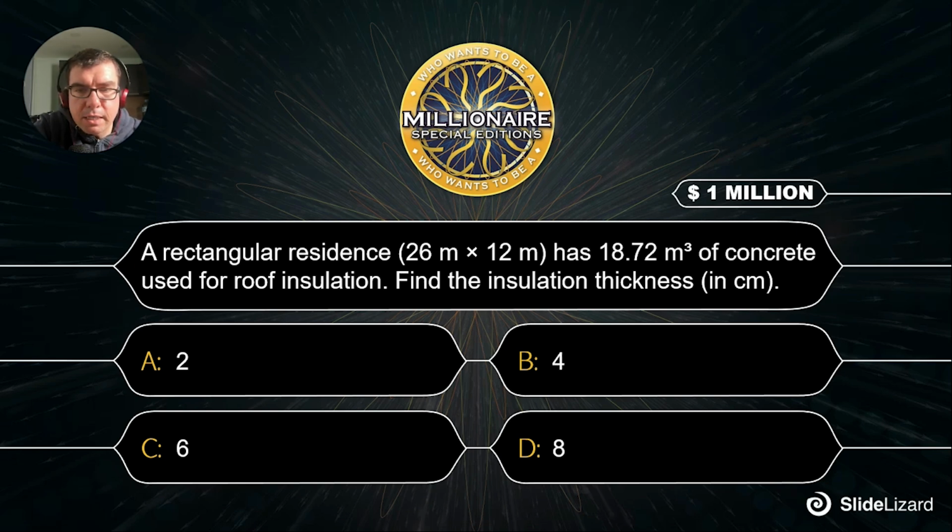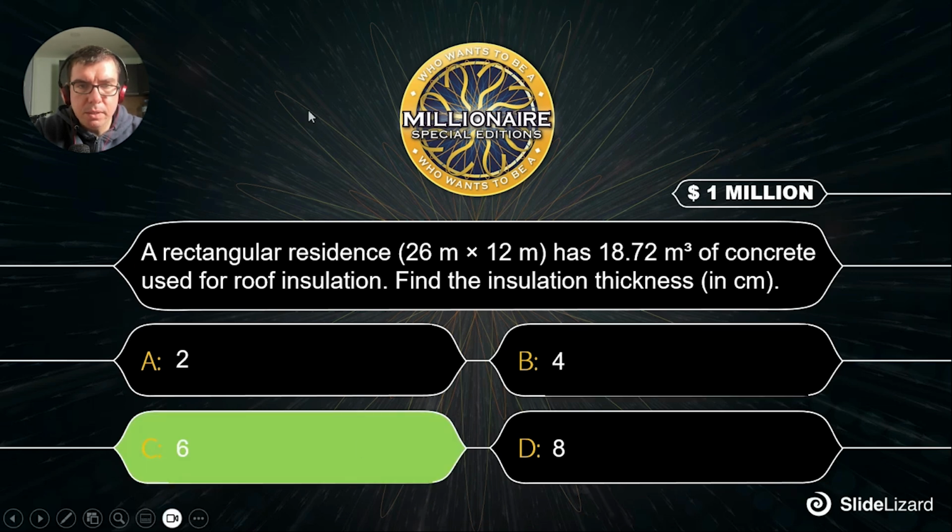Again, it's a very similar problem to the previous one. In this case we just need to divide, because we are given the volume and 2 dimensions. To find the third, we just divide. Did you get 6? 6 is correct. 6 centimeters.